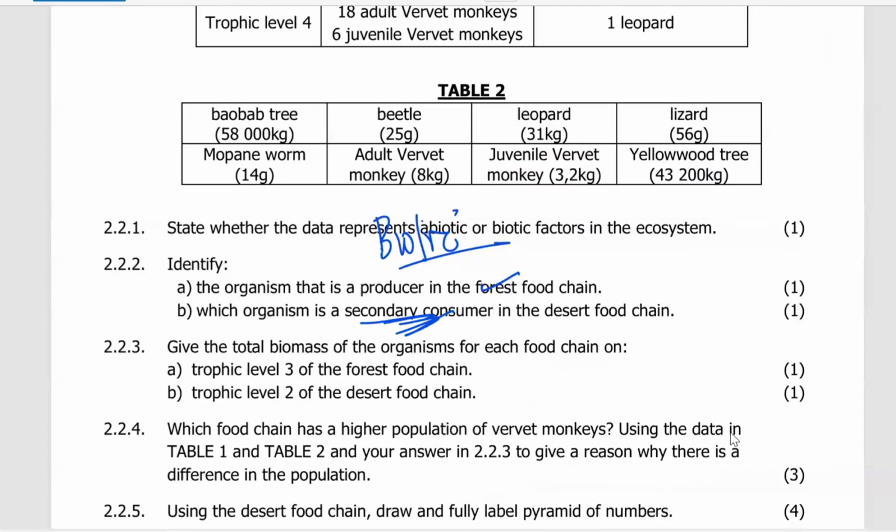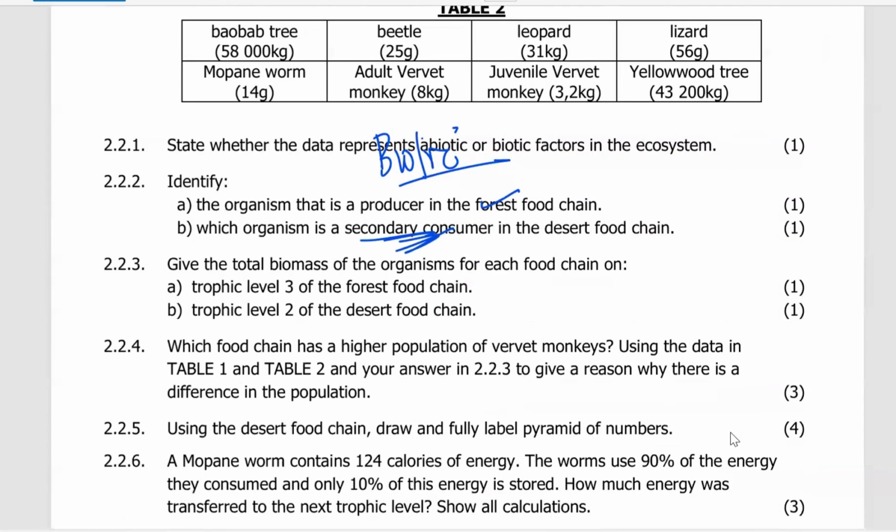The next question they're asking you is which food chain has a higher population of these monkeys? Use the data in table 1 and 2 and then answer your question. Give a reason why there is a difference in the population. So basically, they're saying which food chain has a higher population.